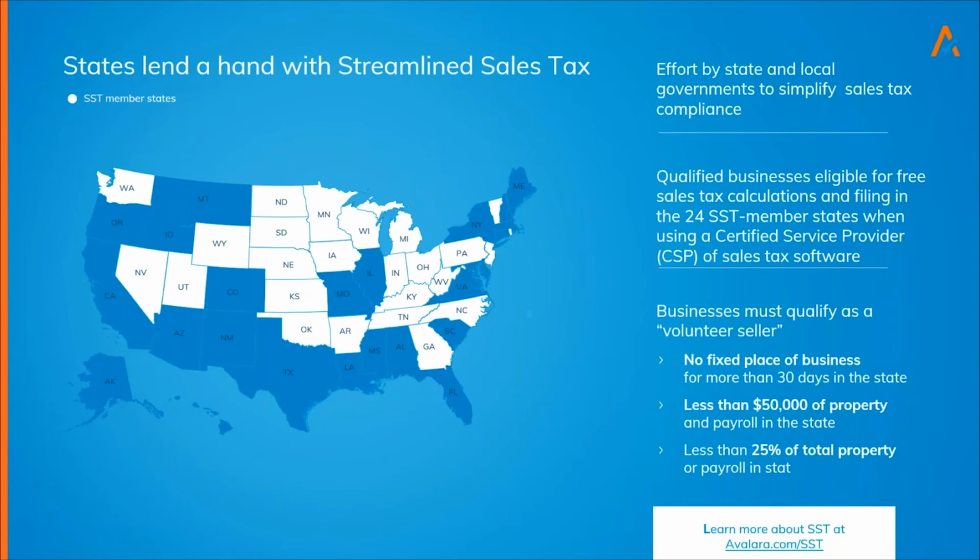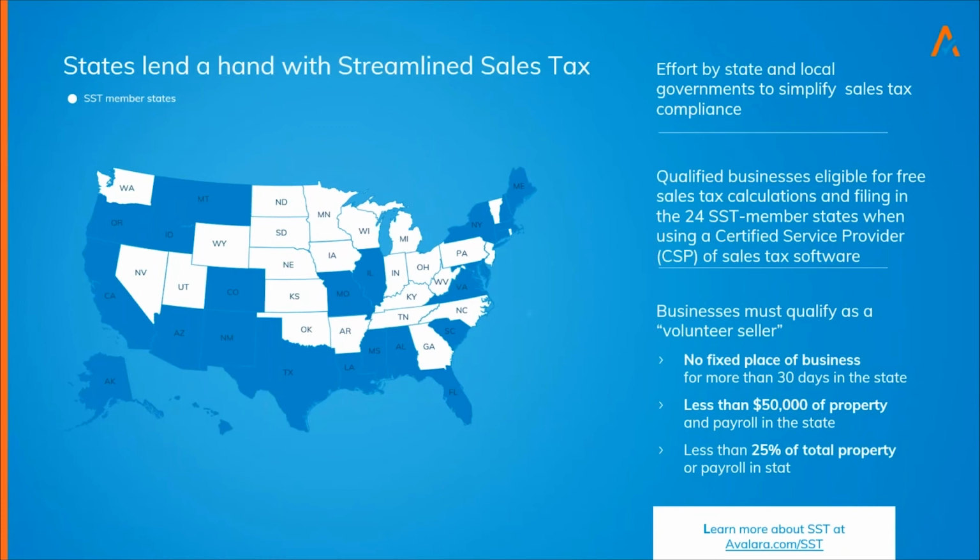One of the ways that state and local governments have come together to assist businesses is to institute the Streamlined Sales Tax initiative. Now, this program allows qualified businesses to get their tax calculations free and their filing free in the 24 member states when they're using a CSP. So Avalara is a certified service provider, so the states do compensate us to provide our customers who qualify free services for their calculations, filings, and the returns.